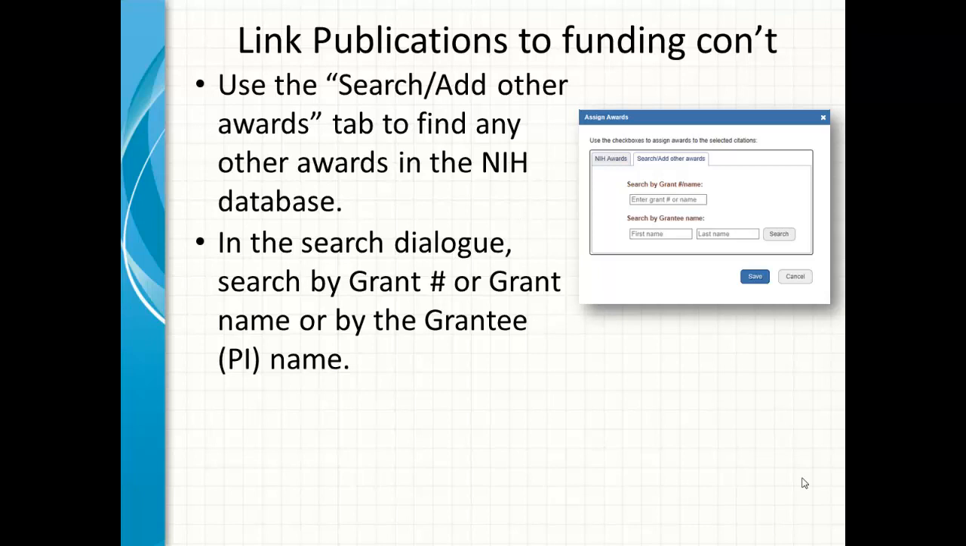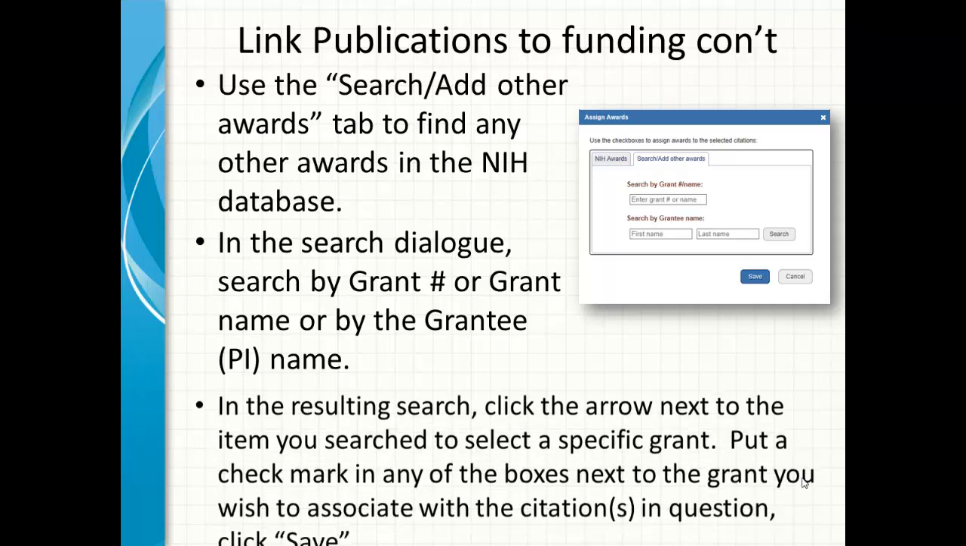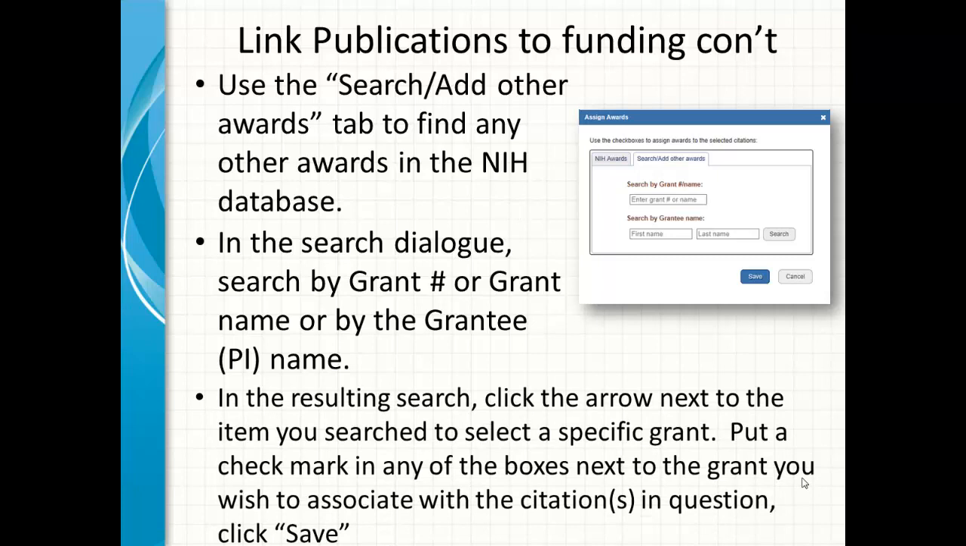In the search dialog, you can search by grant number or grant name, or by the grantee name, the PI's name. In the resulting search, click the arrow next to the item you searched to select a specific grant. Put a check mark in any of the boxes next to the grant you wish to associate with the citations in question, then click Save.